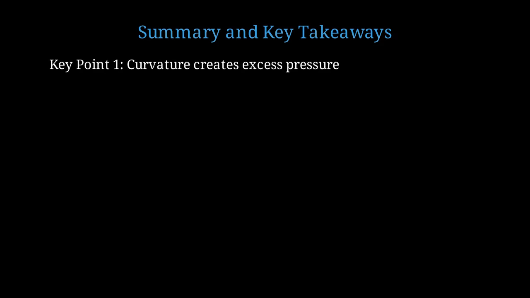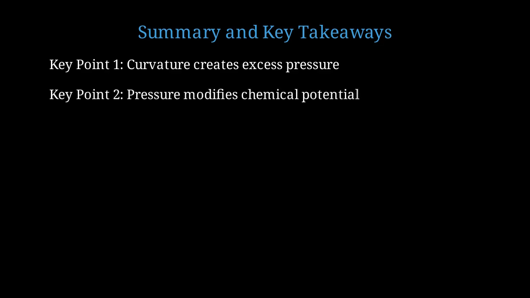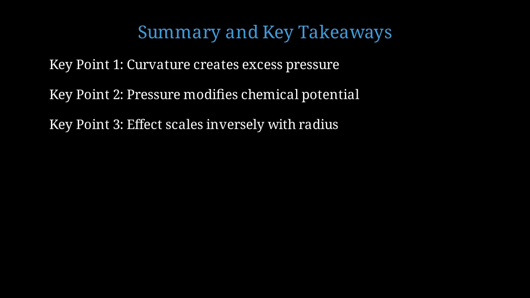Let's summarize the key concepts from this lecture. First, curved interfaces create an excess pressure inside droplets due to surface tension. This is the Laplace pressure. Second, this pressure modifies the chemical potential of dissolved species, making them more or less stable depending on the sign of the curvature. Third, the effect scales inversely with droplet radius. Cutting the radius in half doubles the effect.